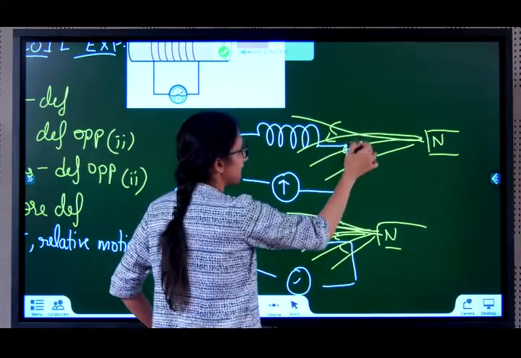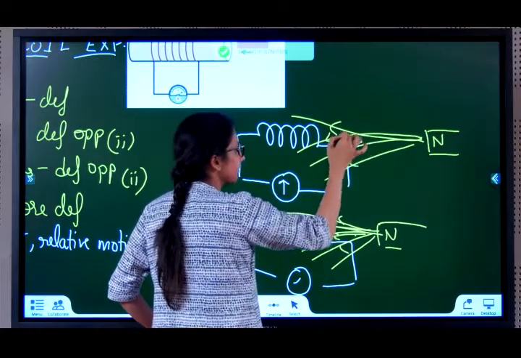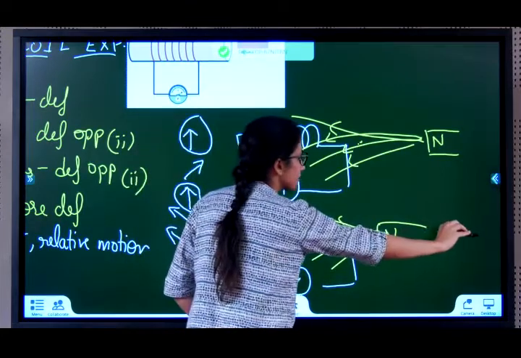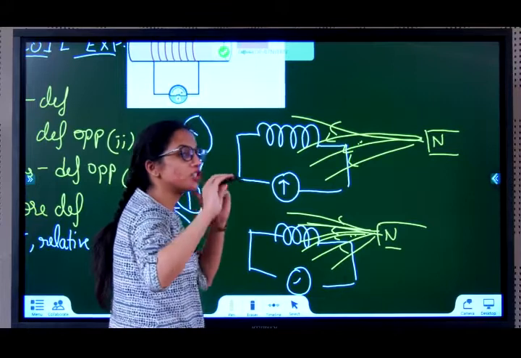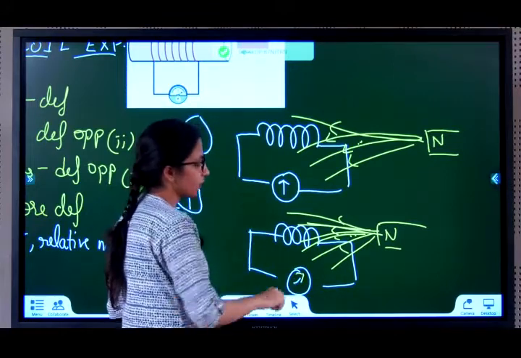So, basically the magnetic field linking with the coil changed. When you are bringing it closer, the magnetic field linking with the coil is increasing. So, the magnetic field is changing. Because it is changing, we found current induced.